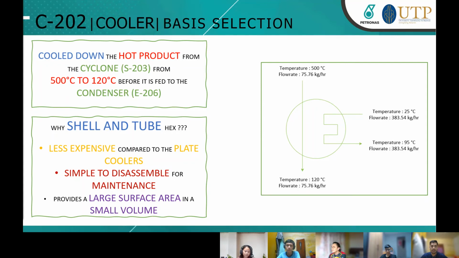Here is the illustration of the cooler C202 where the hot stream gas feed will enter at a temperature of 500 degrees Celsius and leave the cooler at a temperature of 120 degrees Celsius. Meanwhile, in the cool stream, cooling water will enter the cooler at 25 degrees Celsius and leave the cooler at 95 degrees Celsius.